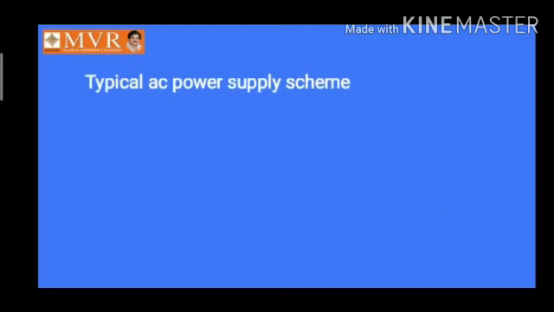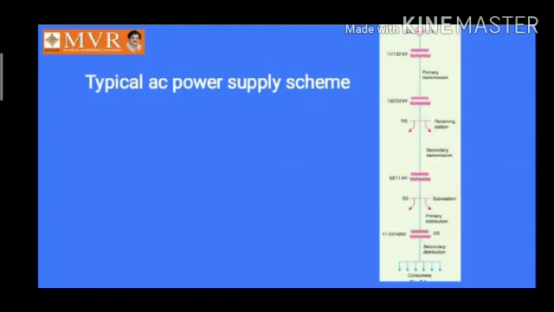Actually, the typical AC power scheme, or single line diagram of a power system, will look like this. It has a generating station, primary transmission, secondary transmission, primary distribution, and secondary distribution. The generating station will generate a maximum of 6.6 kV or 11 kV, and that has to be sent to the consumer end with the help of transmission lines.